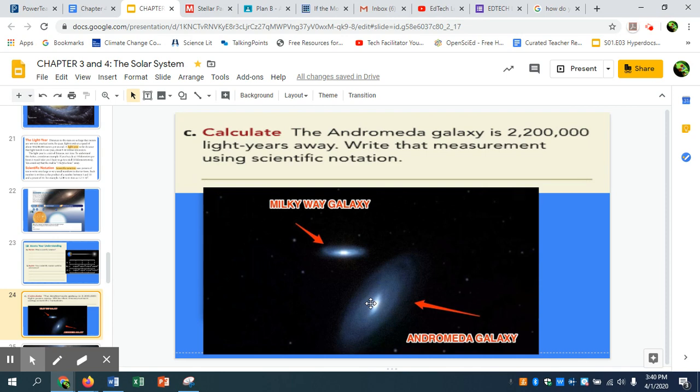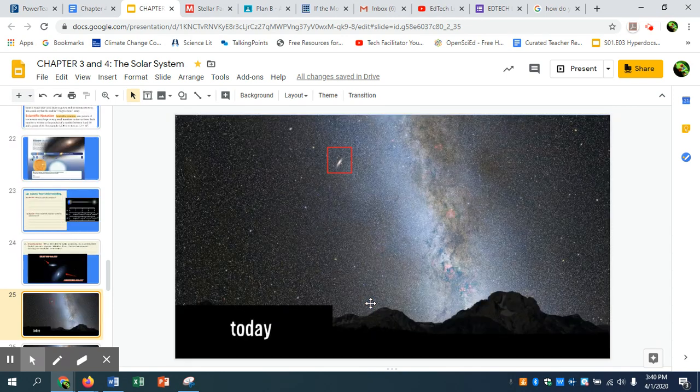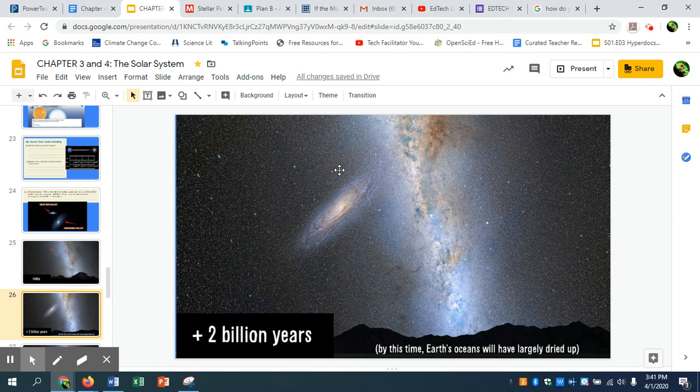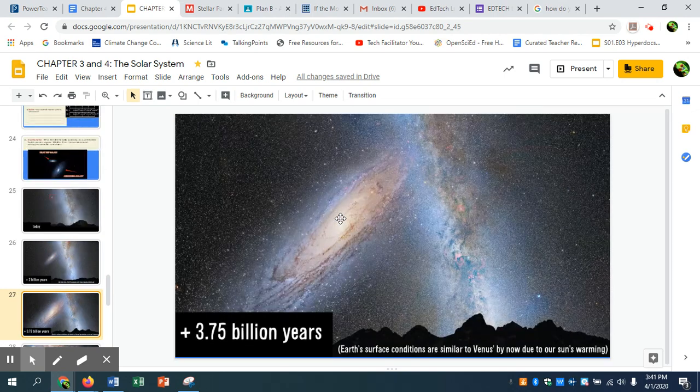So, a little look into the future. This is it today. If you were to go out somewhere where there's no light pollution, you would see this arm of our Milky Way galaxy. And right out here is the Andromeda galaxy. In about 2 billion years, we'll probably be on another planet by then. But it says by this time, the Earth's oceans will have mostly dried up. And you can see now how the Andromeda galaxy and the Milky Way are getting pulled toward each other because of this gravity pull. In 3.75 billion years.